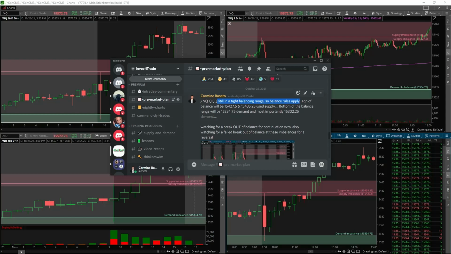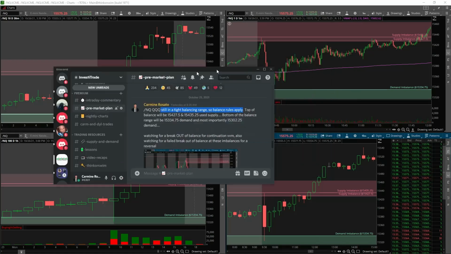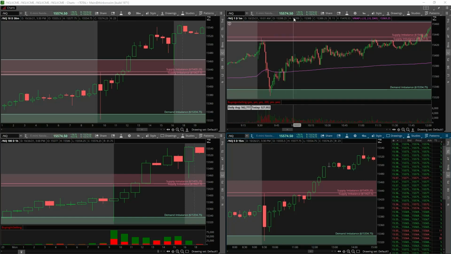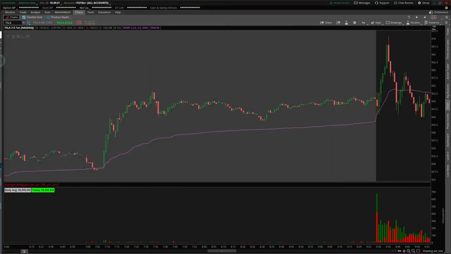Balance high was at supply at 154.2735, and the bottom of the balance will be at demand at 5334 and 15302. I'm watching for a breakout out of balance for continuation to the up or downside, or watching for a failed breakout out of balance for a possible reversal. So here's the NQ chart, and here's the Tesla chart.